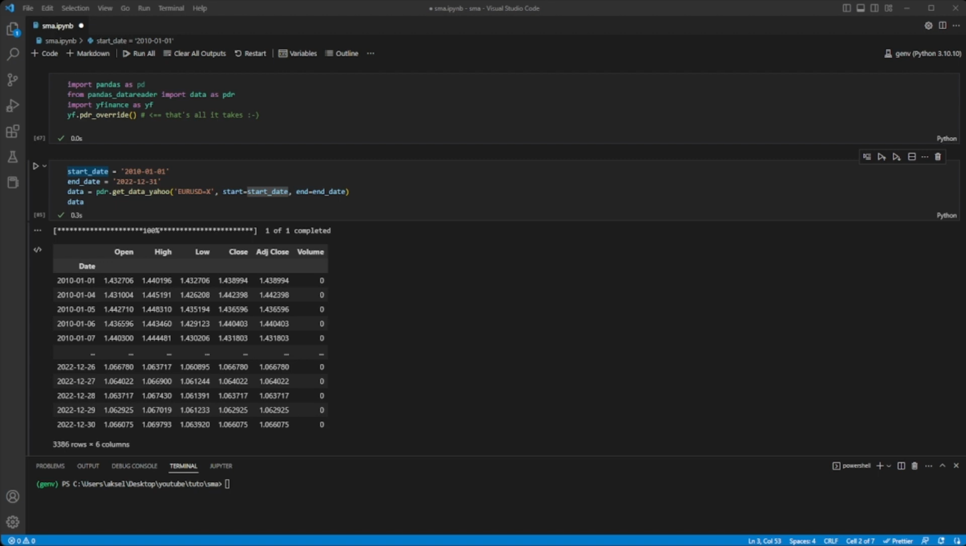In our example, we're gonna work with end-of-the-day closing data for the Euro-USD exchange rate, as provided in this data here. So let's get started.